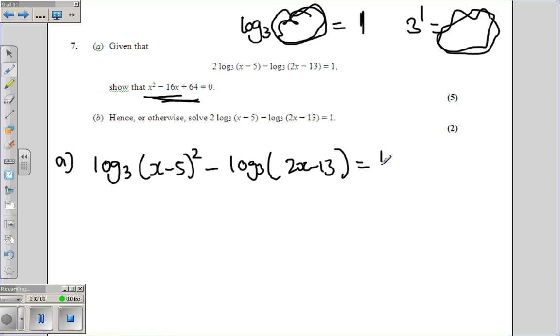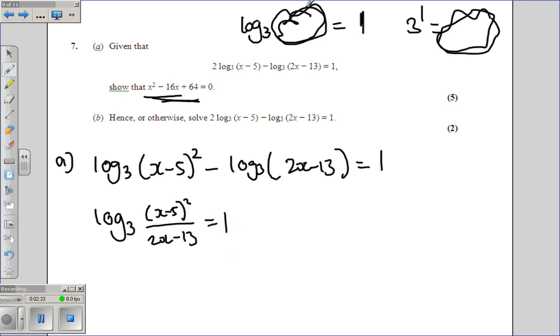13) equals 1. We're now going to use the log laws, and one of them says that if you've got a log of something, subtract a log of something, as long as the bases are the same, which they are, you can write it as the log with the same base of that thing divided by that thing. (x minus 5) all squared divided by (2x minus 13). So we've collected those together using the log laws, and it's equal to 1.